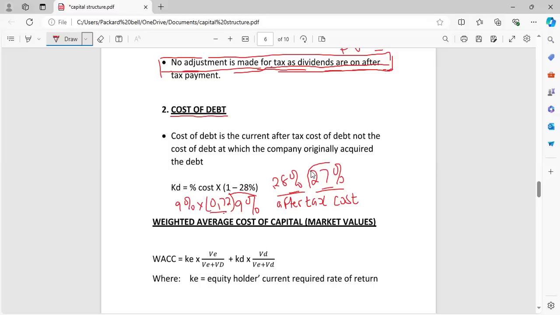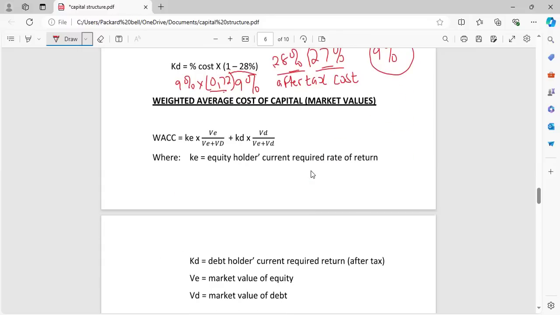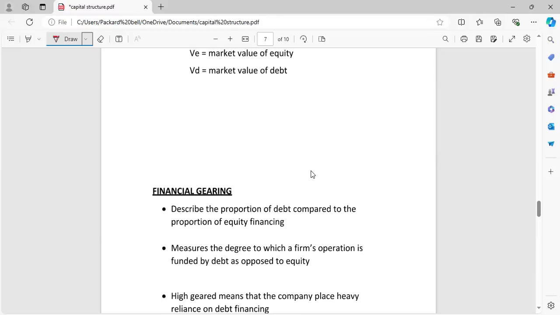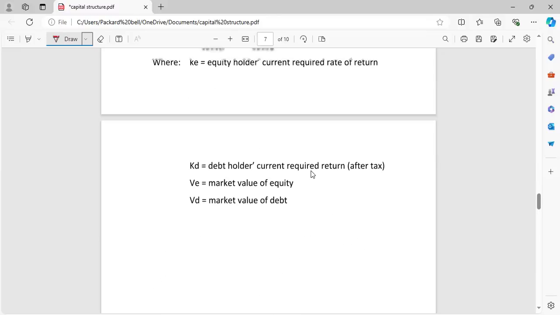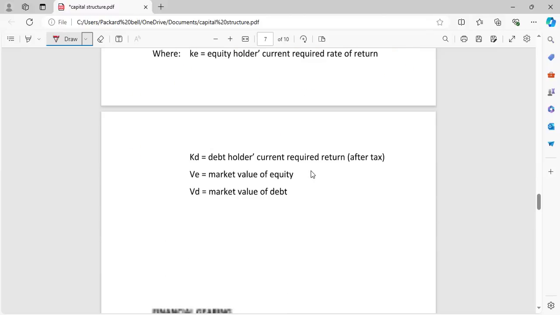If you are given a percentage, 9% is the cost of debt, then you should apply the after tax, unless the question specifies that the after tax has already been applied. Right, then the weighted average, this one you can use a formula, but that is normally for second year. For third level, you use the table to do your weighted average cost of capital. Let's look at what goes into the weighted average cost of capital.